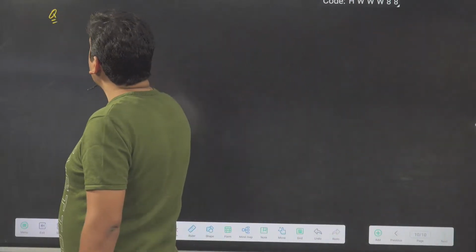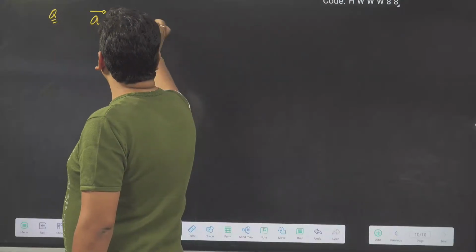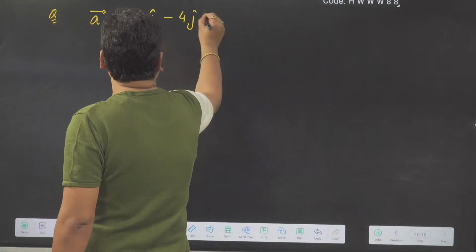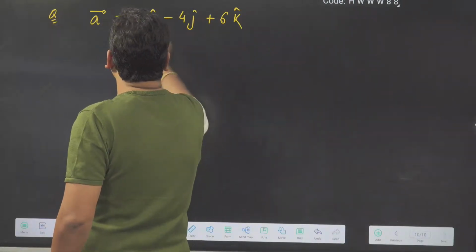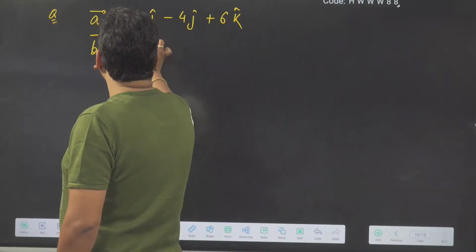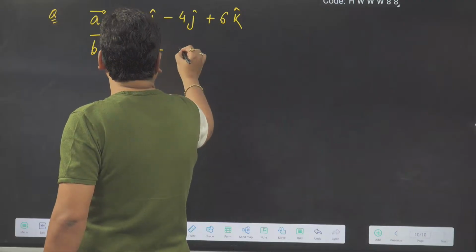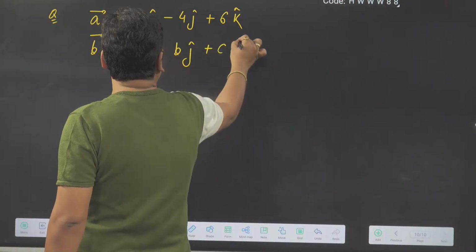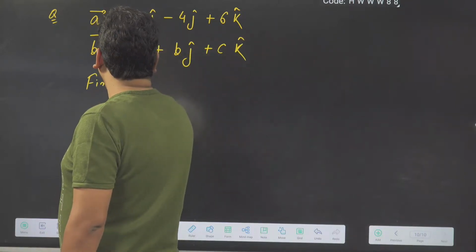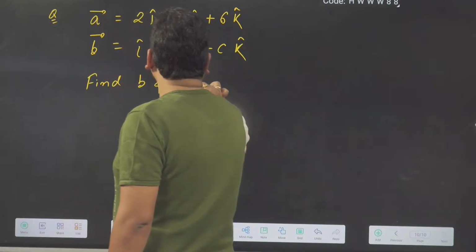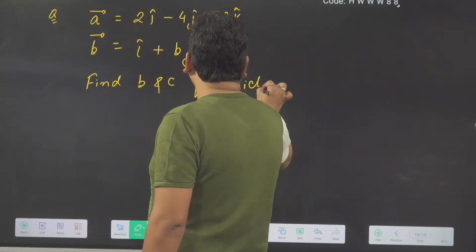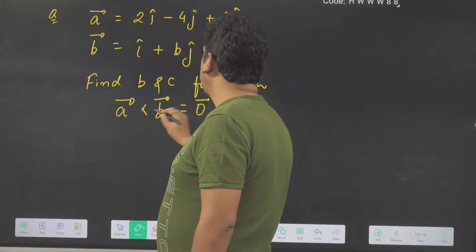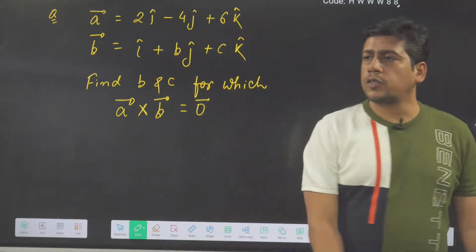Last question we will keep it. If A vector is 2i minus 4j plus 6k cap, B vector is i cap plus bj cap plus ck cap. Find B and C for which A cross B is 0. For which A cross B is 0.